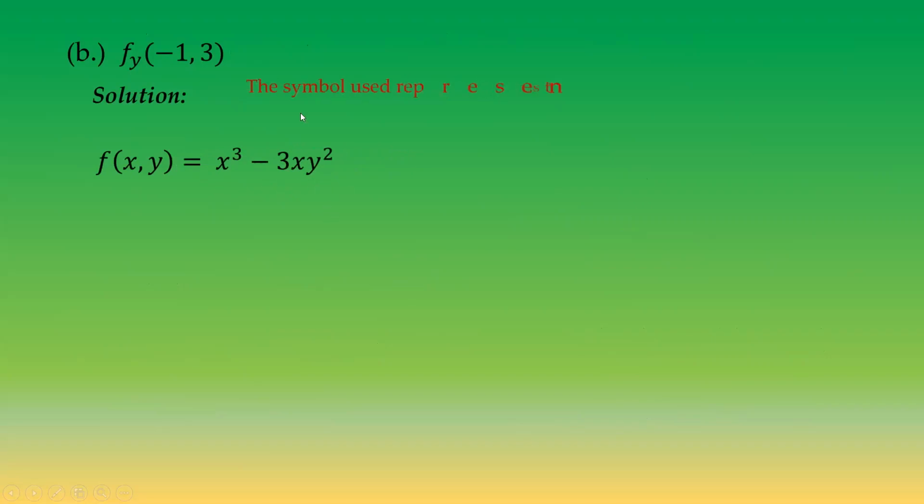Now for letter B, we have f sub y when x equals negative 1 and y equals 3. So same with letter A, we have given function x cubed minus 3xy squared. So again, our symbol represents the partial derivative of the function f with respect to y when x equals negative 1 and y equals 3.